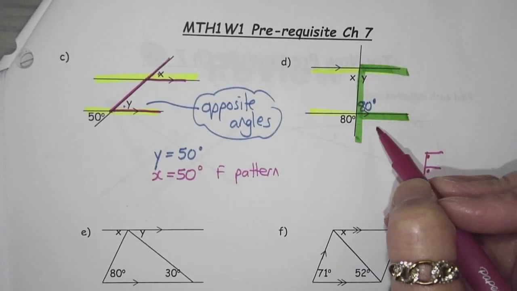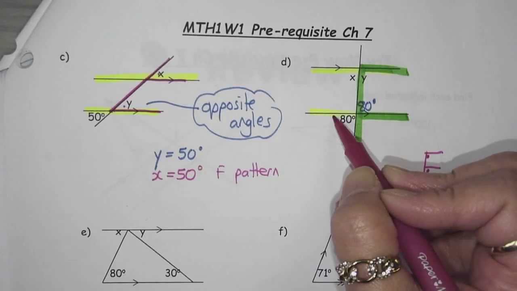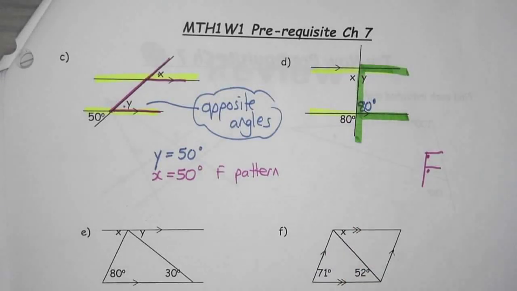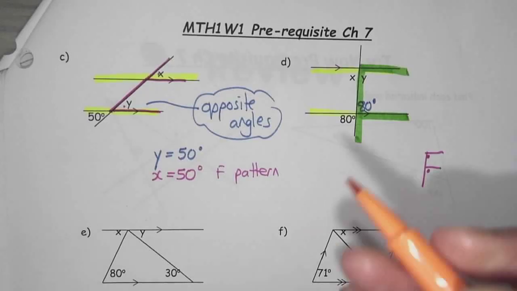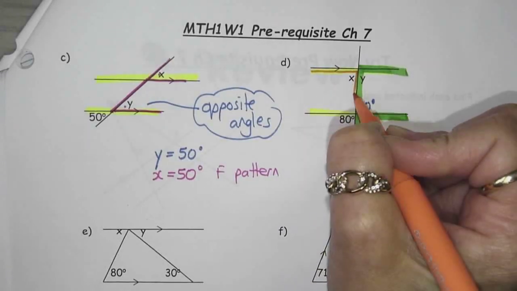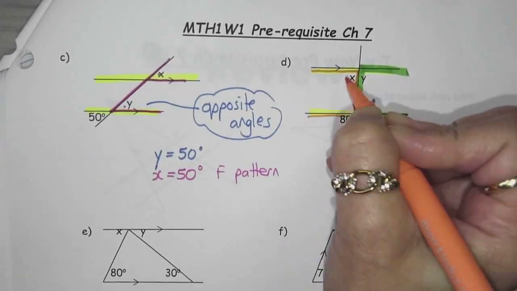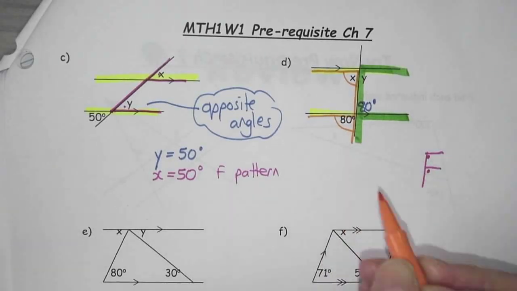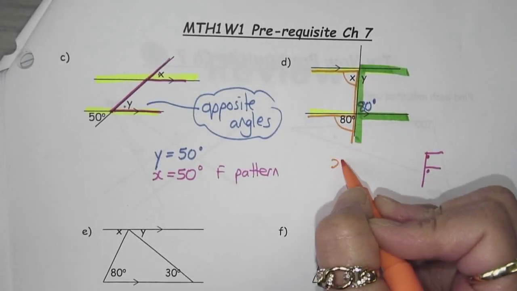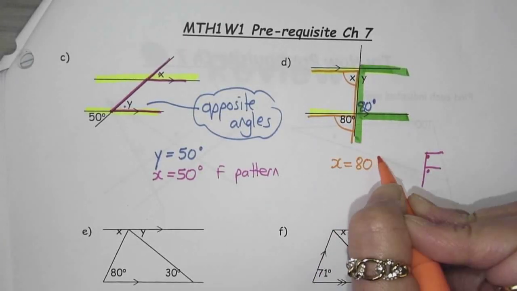So then instead of the F pattern, we could go over here and use the backwards F pattern. If we use the backwards F pattern, does this match? So this one here, the orange here, and we have under and under. So you see how it's matching? So then we know that X would also equal 80.